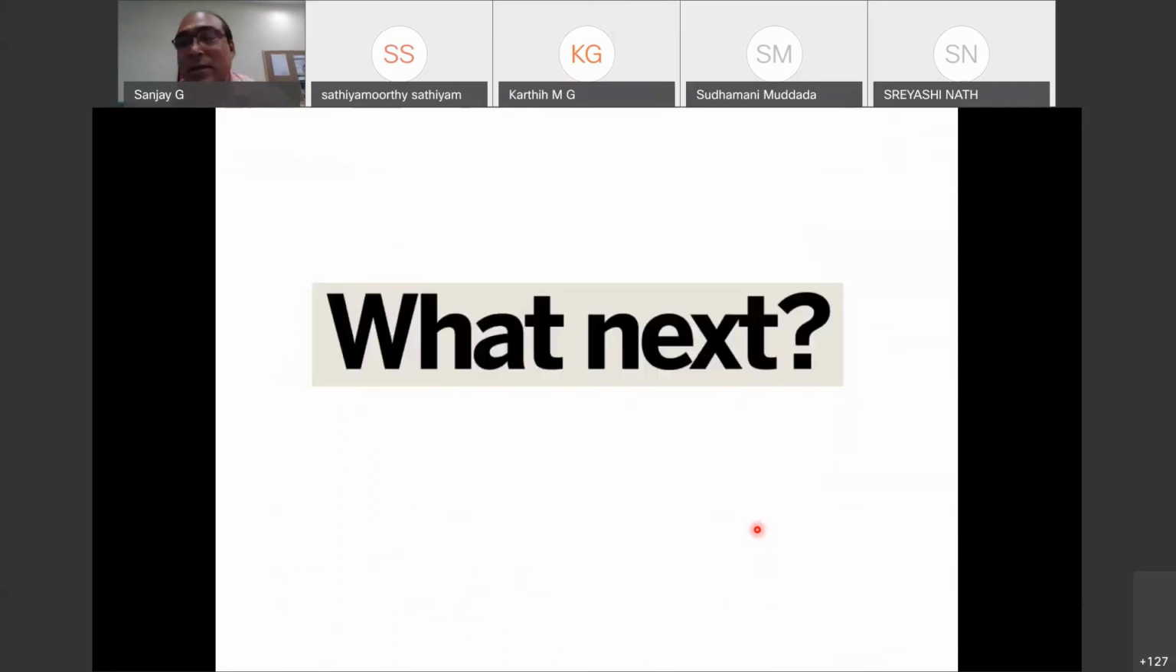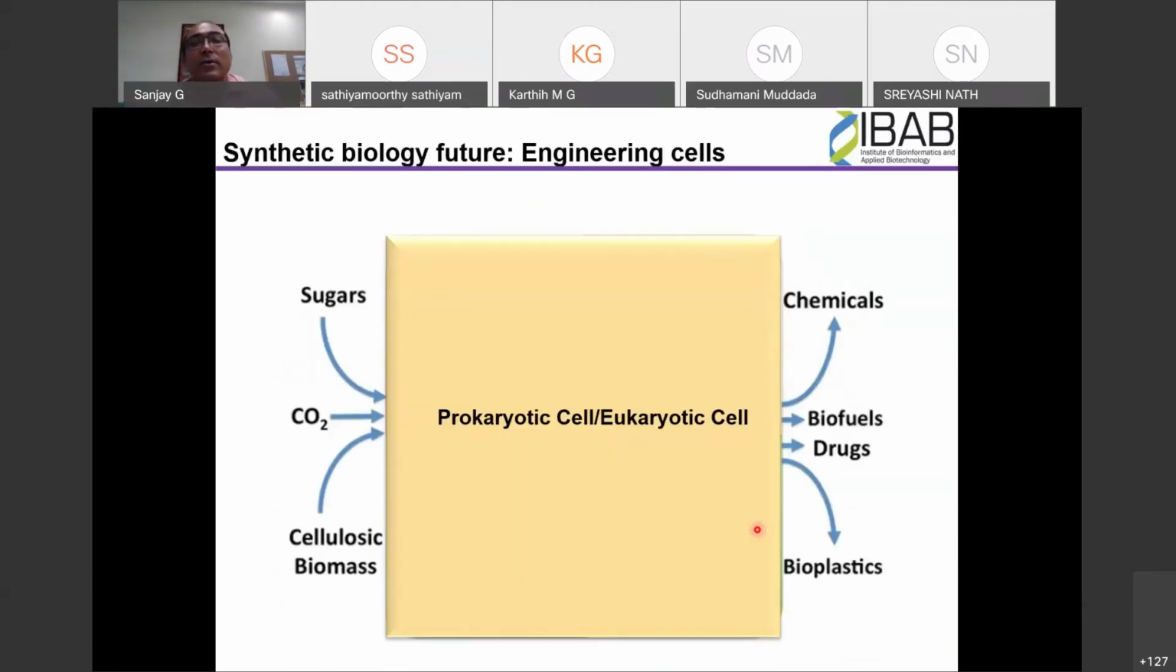The main question is, what's next? What's the future? The future is engineering cells. I really urge all of you to look into it, because the point is how can we engineer cells based on what we know already? It's a knowledge-driven thing. How can we put simple stimuli on one end and get the output on the other end, which for us is bioplastics, biofuels, chemicals, etc.?